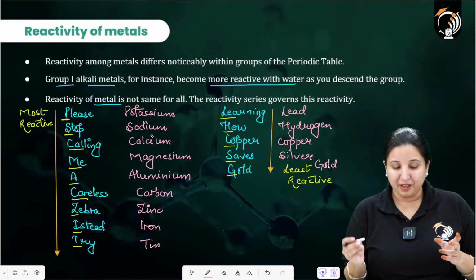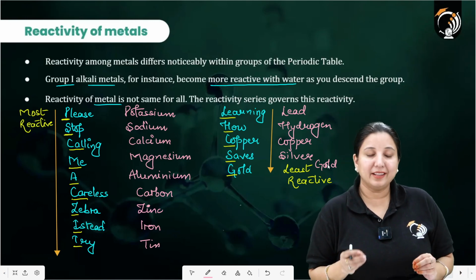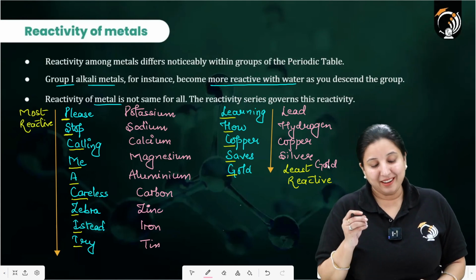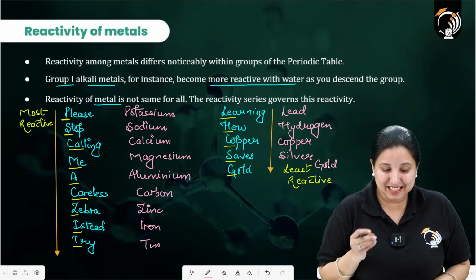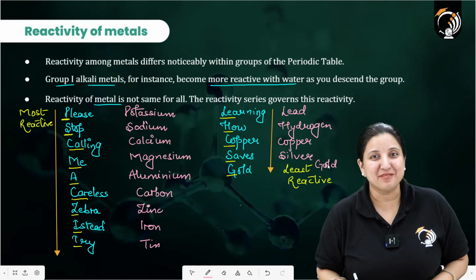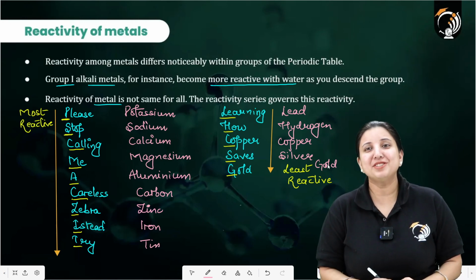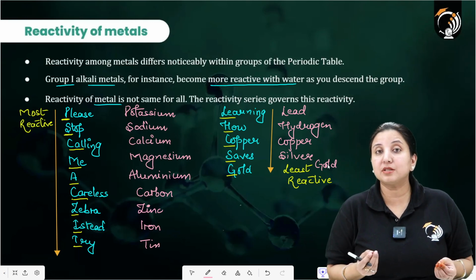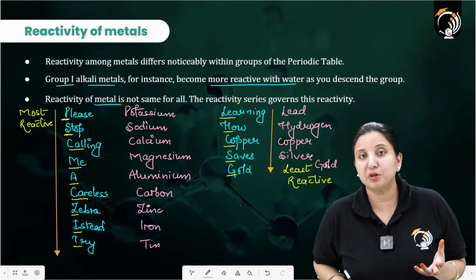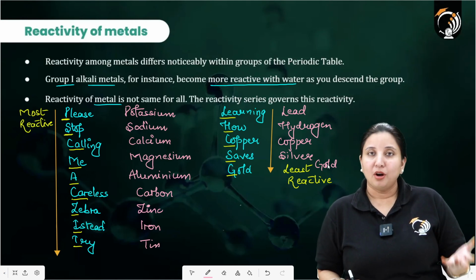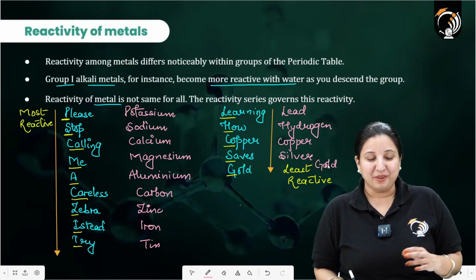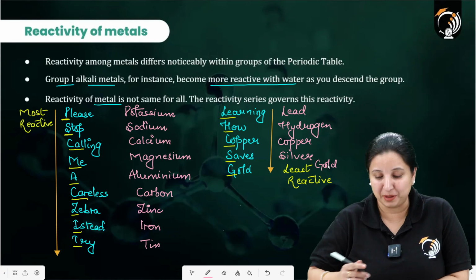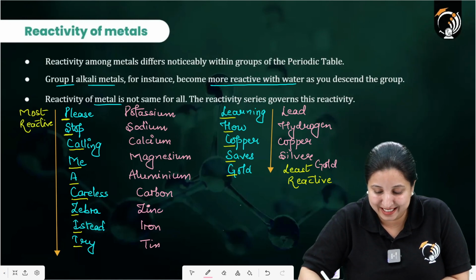Okay, so the mnemonic for learning this reactivity series is: please stop calling me a careless zebra. Instead, try learning how copper saves gold. So in this manner, you can learn the reactivity series, and it is important also because on the basis of this reactivity series, we get questions whether it is our MCQ paper or the theory paper. I hope you are going to enjoy learning this through this method. So let's move ahead.